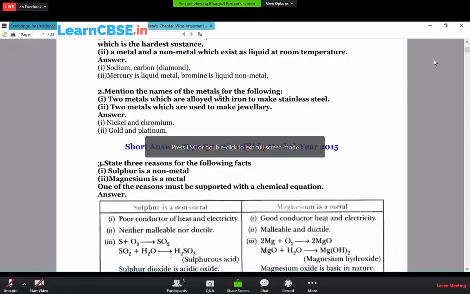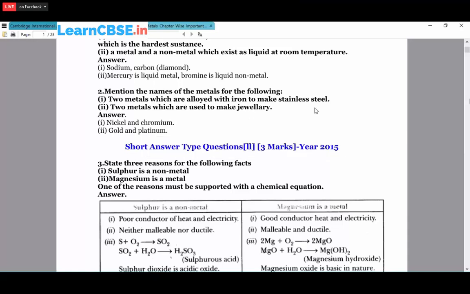Mention the names of the metals for the following. The two metals which are alloyed with iron to make stainless steel: one is chromium, another one is nickel. The two metals which are used to make jewelry: gold and platinum.